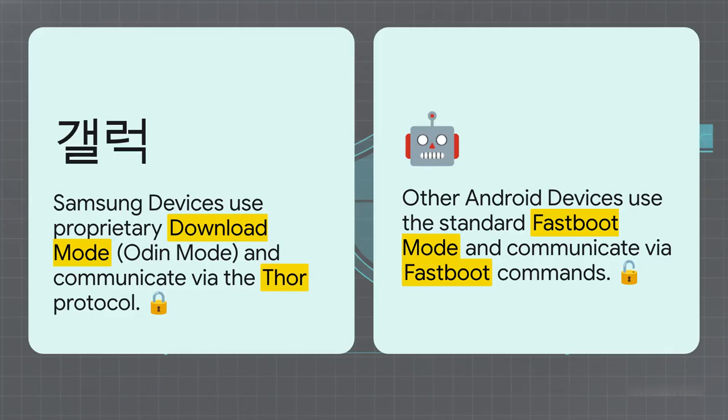So how is this any different from other Android phones? Well, most Android devices use a standardized system called Fast Boot. It's open, it's well-documented, pretty much universal. But Samsung? Well, Samsung does things their own way. They use their own proprietary system, download mode, sometimes called Odin mode. It's classic Samsung, right? Keeping things inside their own controlled ecosystem. Instead of using standard commands, it communicates using its own unique protocol, which Samsung fittingly named Thor.